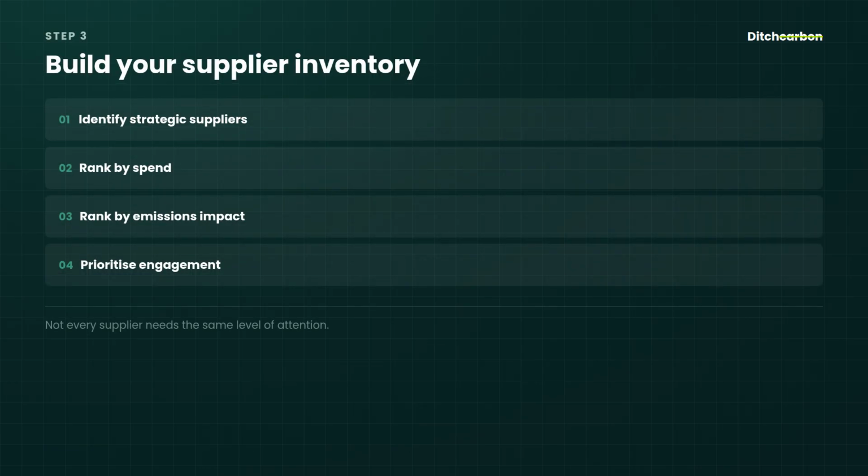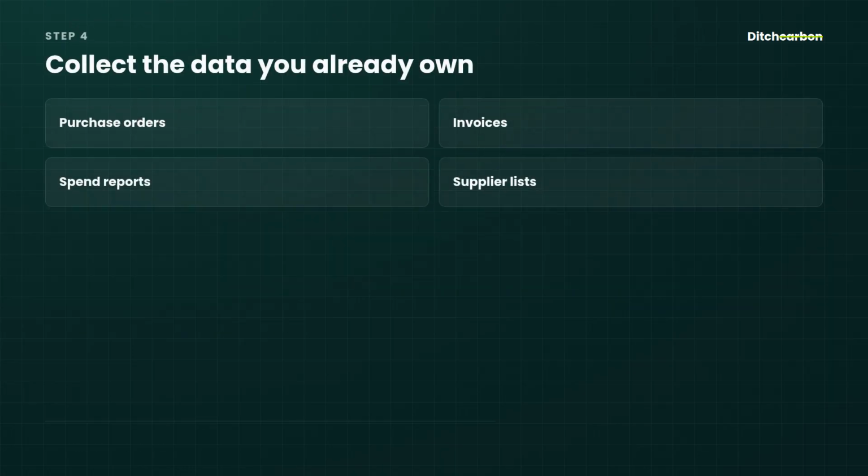Identify your strategic suppliers and rank them, both by spend and by emissions impact. Not every supplier deserves the same level of attention, so use this ranking to decide where to prioritize engagement. Once you've done that, start collecting the data you already own. Purchase orders, invoices, spend reports, supplier lists. A good rule of thumb is to use the data you already own before asking suppliers for anything new.